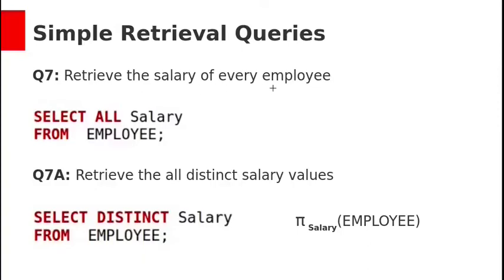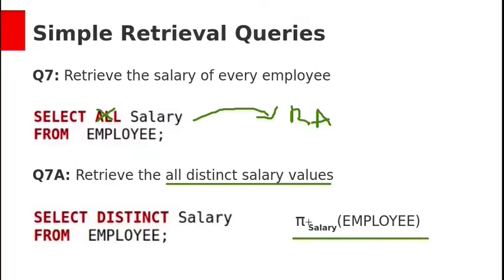Retrieve the salary of every employee. Select salary from employee. Even if you don't specify distinct, it will give the same result. We do not have any equivalent relational algebra query which will allow duplicates. Retrieve all the distinct salary values. The equivalent SQL query will be select distinct salary from employee. The relational algebra query will be project salary from employee table.